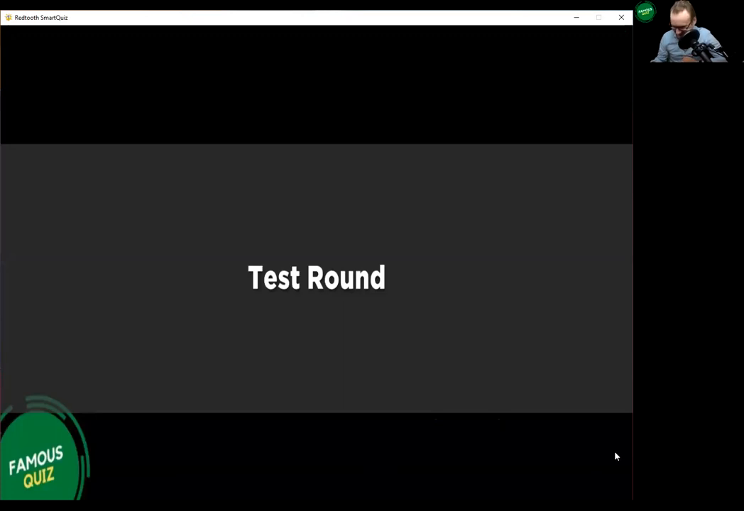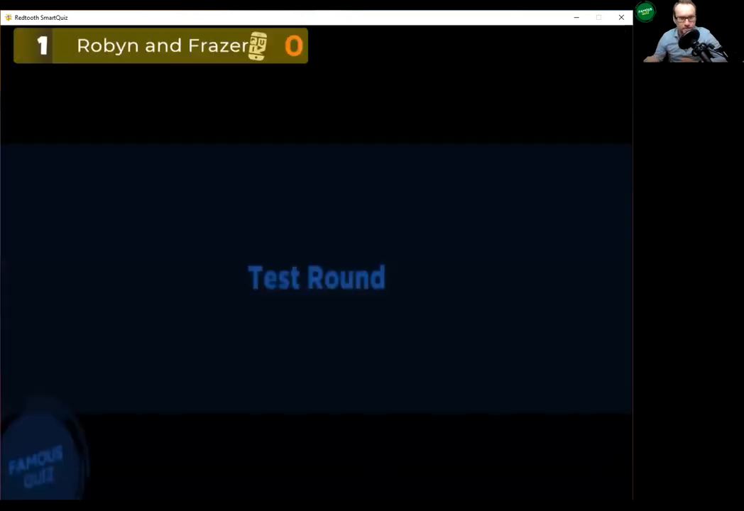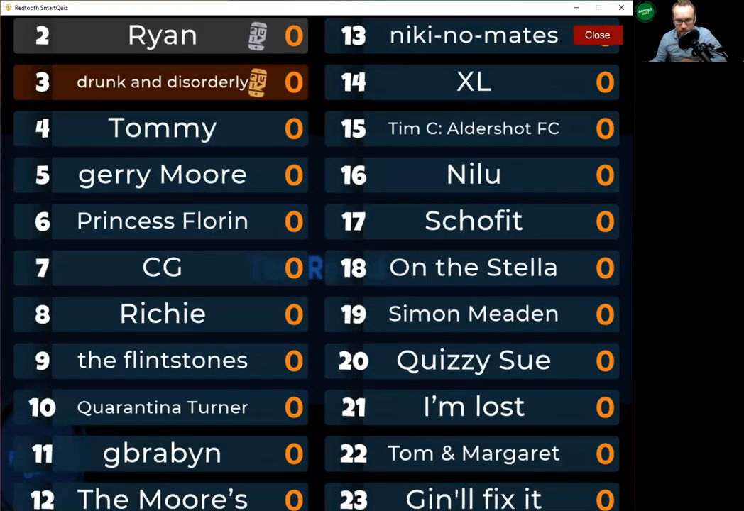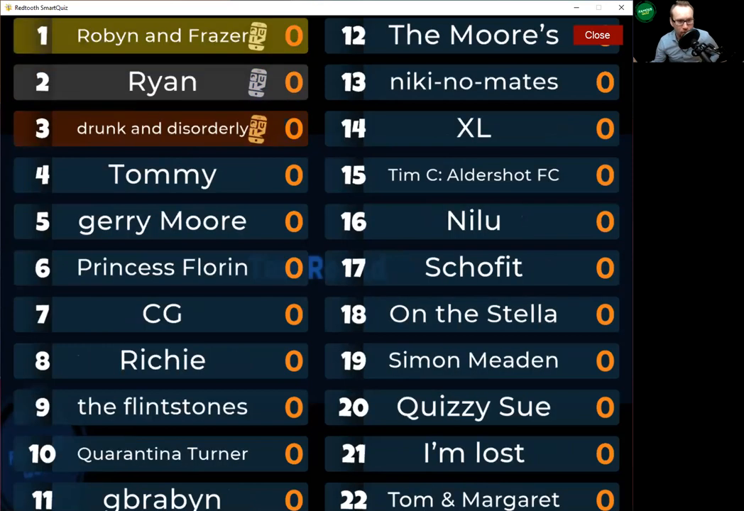Perfect. Let's see the leaderboard. So these are all the players who have signed in. Jean, Phil, Fixit, Tom and Margaret, I'm lost. If you see your nickname in this list, that means you have signed in properly. If you do not see your nickname, just write inside the chat room, and hopefully I'm going to be able to help you.